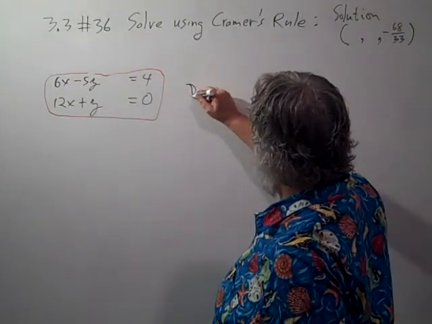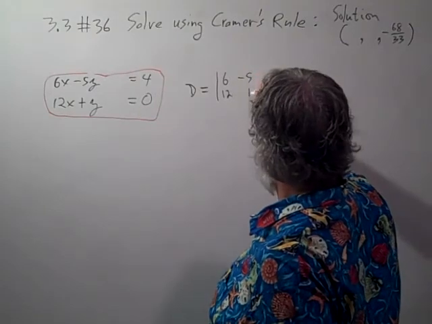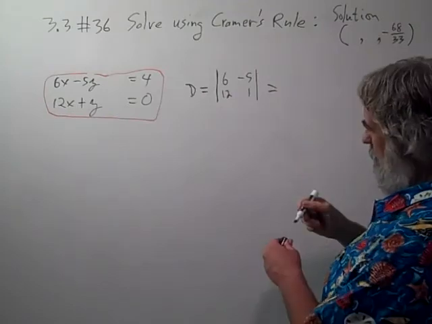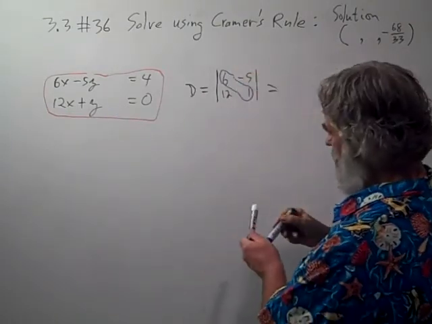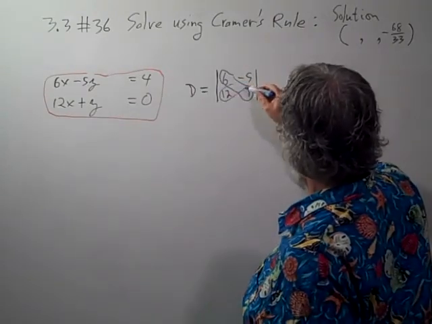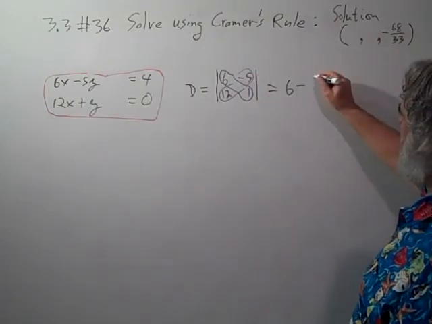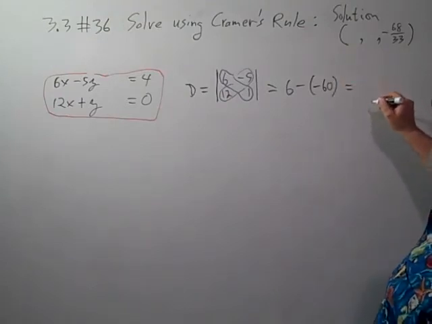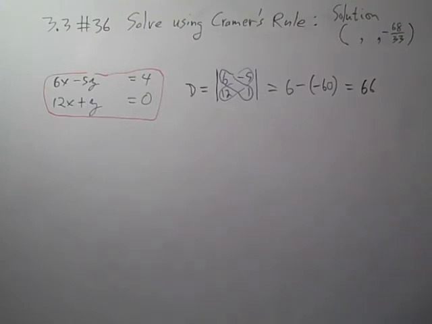So we need a little 2 by 2 determinant for d, and that's just 6, 12, the x column, minus 5 and 1. And for a little 2 by 2 determinant, all you have to do is multiply these diagonals, 6 times 1, which is 6, and subtract the product of the other diagonals, which is 12 times negative 5, which is negative 60. So this d is equal to 66. That's interesting.